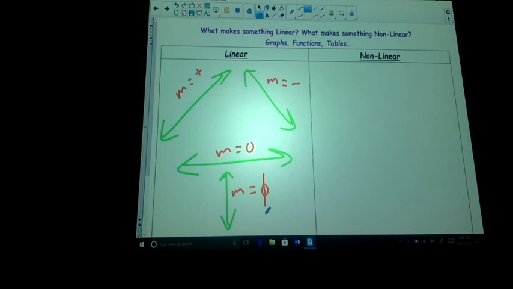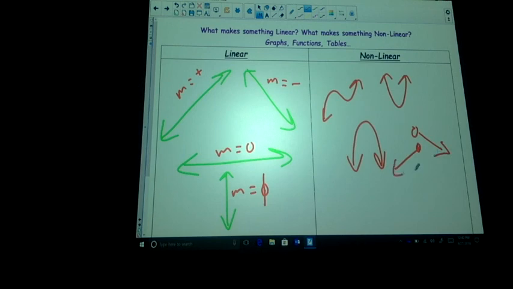Nonlinear things, well, we talked about it. It doesn't look like a straight line. That's not a straight line. That's not a straight line. That wouldn't work. Okay, so those are nonlinear things.